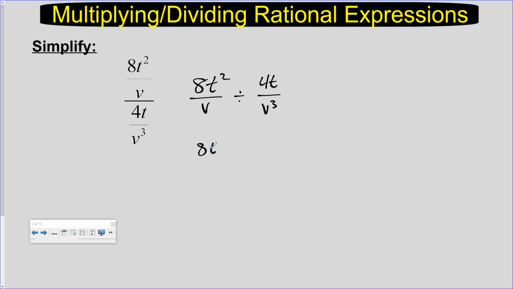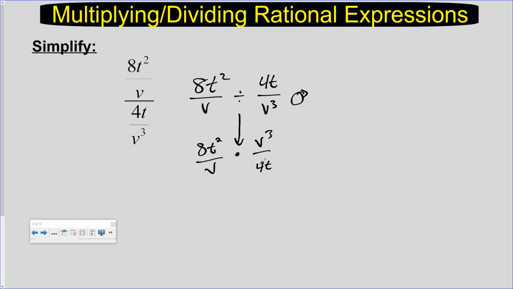So this fraction is going to stay the same, and we're going to multiply now instead of dividing. So that change is important. We need to rotate this one, and we're going to use the reciprocal instead: v cubed on top of 4t. When we multiply fractions, we can multiply straight across, numerator times numerator, denominator times denominator.